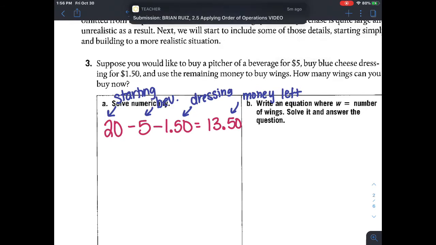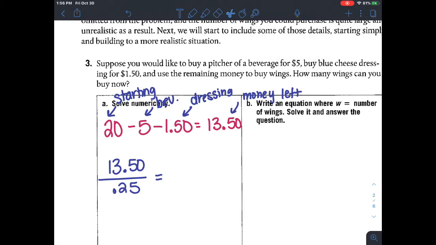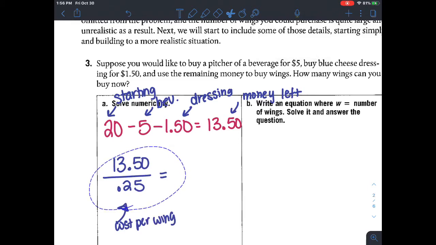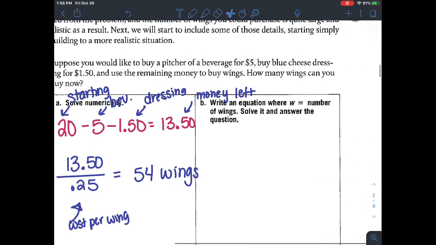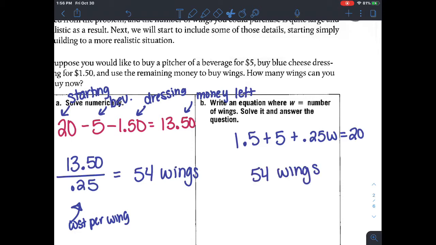So again, we'll take that $13.50, divide it by 25 cents, which is the cost per wing, and we get 54 wings that we can buy. So if we wanted to write this as an equation, again, where W equals the number of wings, we're going to have the $1.50 for the dressing plus the $5 for the beverage plus 25 cents per wing. I don't know how many wings I can get, so we're just going to represent it with W, and that will all equal $20. If I solved for W, it would be 54 wings.